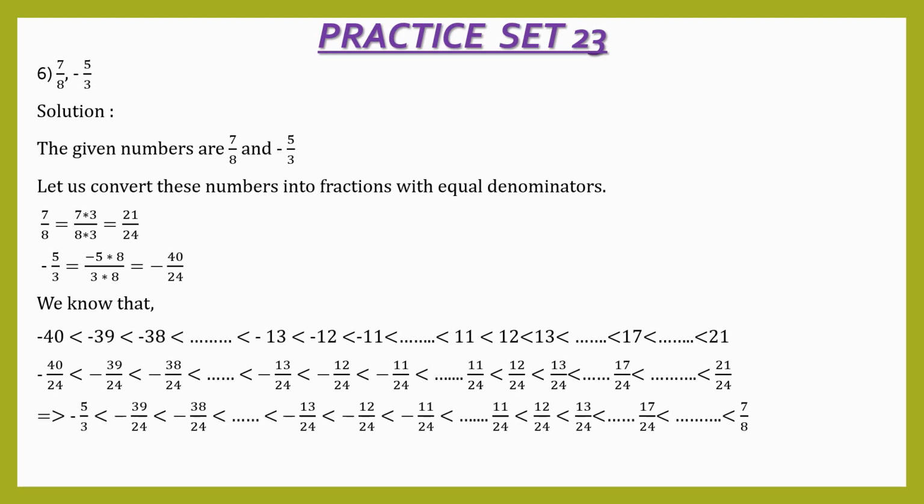So now, instead of minus 40 upon 24, I have written minus 5 upon 3. And instead of 21 upon 24, I have written 7 upon 8, so that it will be easier for us to find any three rational numbers that lie between minus 5 upon 3 and 7 upon 8, because the question is the same. So hence, three rational numbers between 7 upon 8 and minus 5 upon 3 are minus 13 upon 24, 11 upon 24 and 17 upon 24. I have picked up these three rational numbers. You can pick up any three of your own choice.